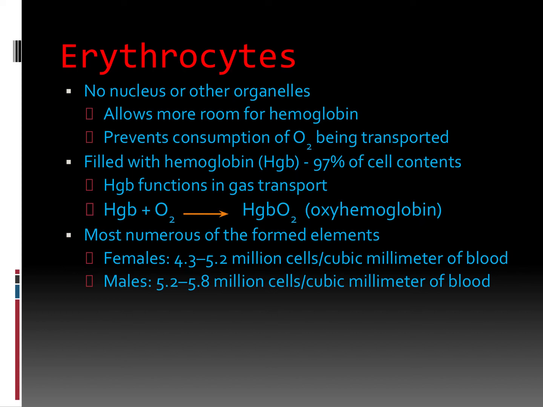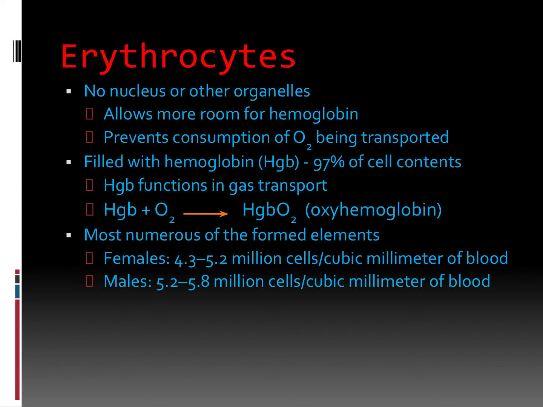But what they do need is to have a lot of hemoglobin to transport oxygen. So that allows room for hemoglobin. It also prevents oxygen from being consumed as it's being transported. You can imagine if there were mitochondria, for instance, in the red blood cells, they would just burn through the oxygen, creating ATP, and not deliver it appropriately to where it needed to go.